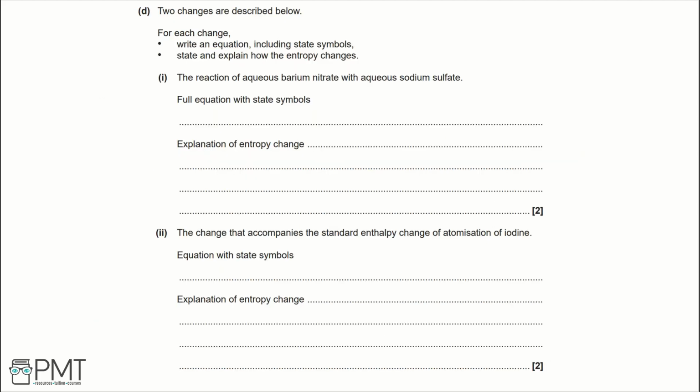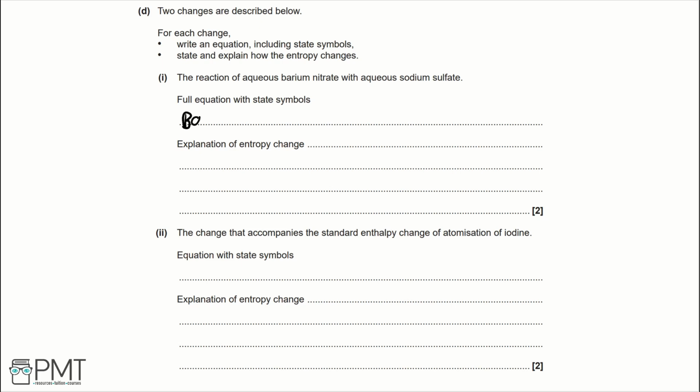Part D. 2 changes are described below. For each change, write an equation using state symbols. State and explain how entropy changes. Part 1. The reaction of aqueous barium nitrate with aqueous sodium sulfate. Write the full equation with state symbols and an explanation of entropy change. Okay, first let's write the equation.